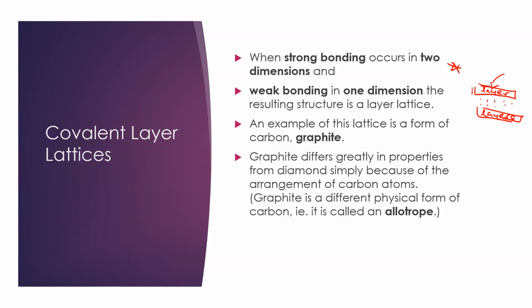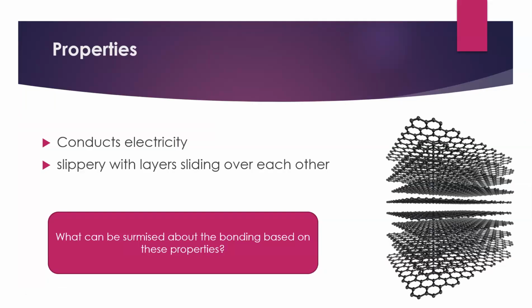Graphite differs greatly in properties due to this difference in structure. Okay, the arrangement of the carbon atoms is very different, giving it a different physical form, therefore it is an allotrope. You can see here, this gives us a diagram of what the layers of graphite look like, and you can see that there's no fixed bonds linking the 2 layers or multiple layers together. In contrast to diamond, graphite will conduct electricity, and it's slippery because those layers are able to slide over each other.